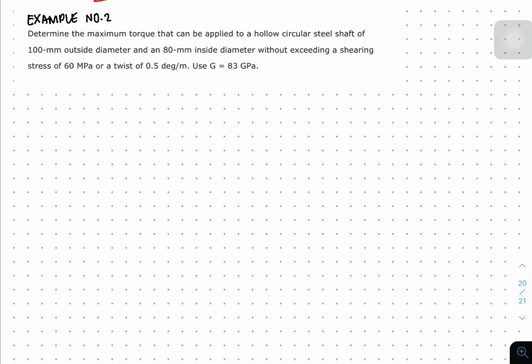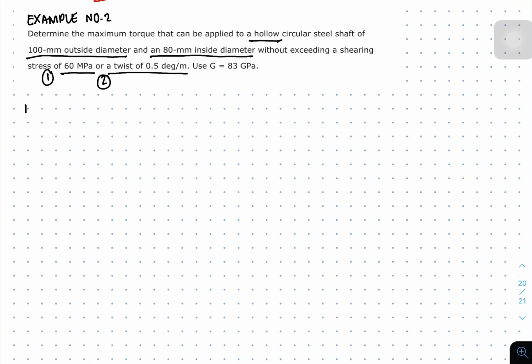We have here example number 2 under topic 6, torsion. We need to determine the maximum torque that can be applied to a hollow circular steel shaft of 100 mm outside diameter and an 80 mm inside diameter without exceeding first the shearing stress of 60 megapascal and/or an angle of twist of 0.5 degree per meter. We need to use the shear modulus equal to 83 gigapascal.